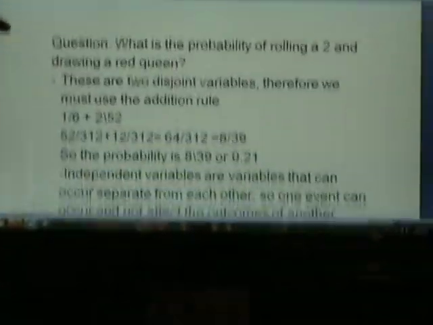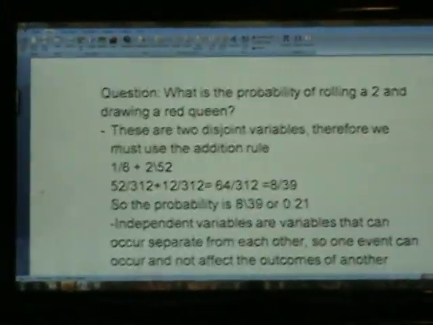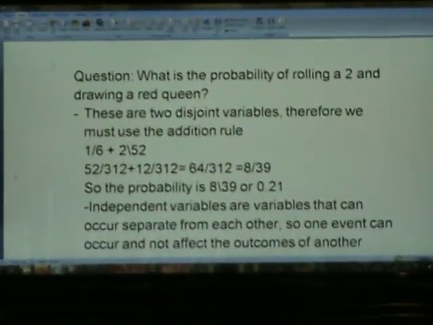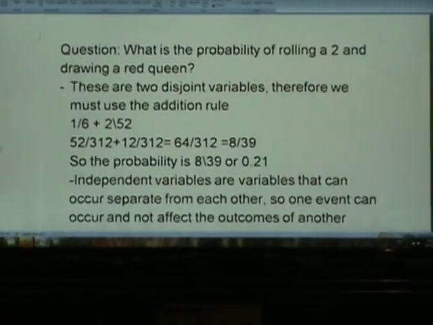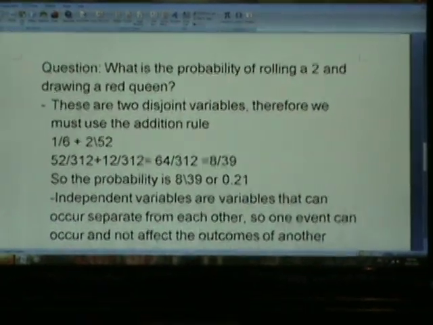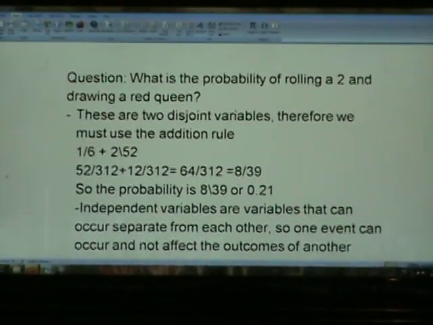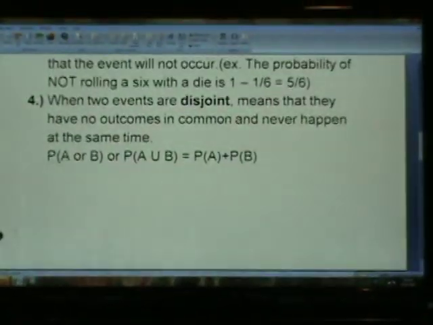Okay. Now moving on to our example question. What is the probability of rolling a 2 or drawing a red queen? Now these are two disjoint events, therefore we must use the addition rule mentioned earlier by Matthew.